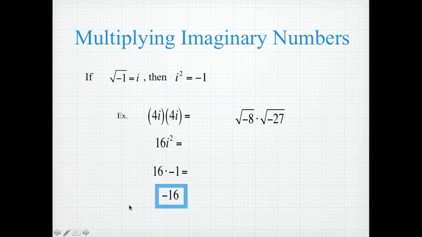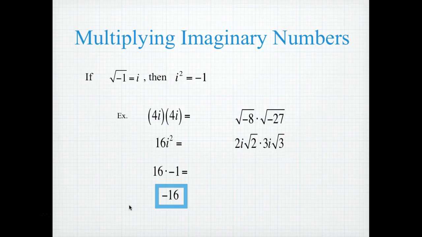So in our next example, we have the square root of -8 times the square root of -27. Now, we need to simplify first. We always want to take the i's out first. Then you can multiply or you can simplify. For this example, I would recommend we simplify each radical first. So you have the square root of -8, which simplifies to 2i root 2, and the square root of -27, which simplifies to 3i root 3.